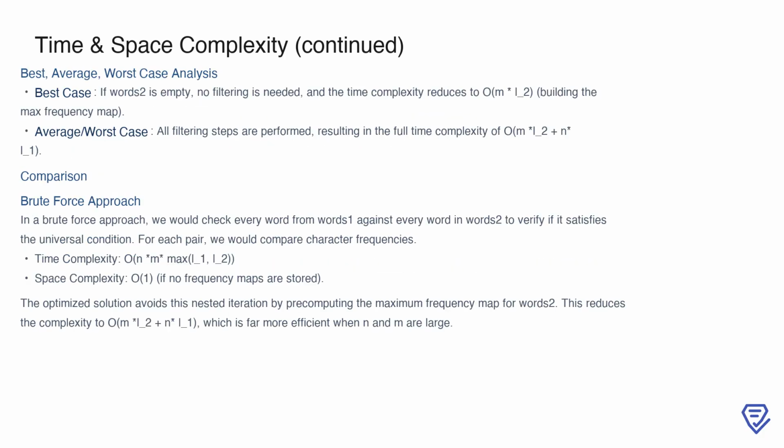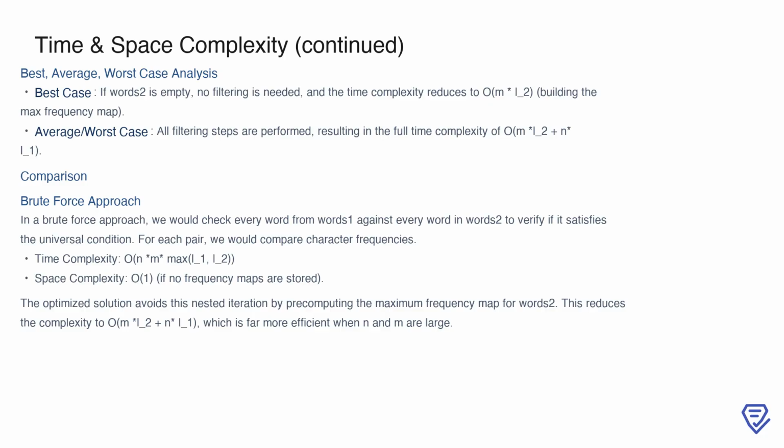Analyzing the performance further, let's consider best, average, and worst-case scenarios. In the best case, if words 2 is empty, there's no need to filter words 1, and the time complexity reduces to just the cost of building the maximum frequency map, M*L_2. In the average and worst cases, both phases are fully executed, resulting in the full time complexity of M*L_2 plus n*L_1.